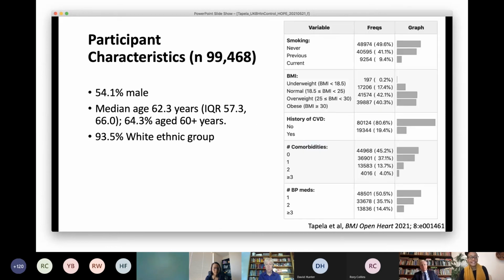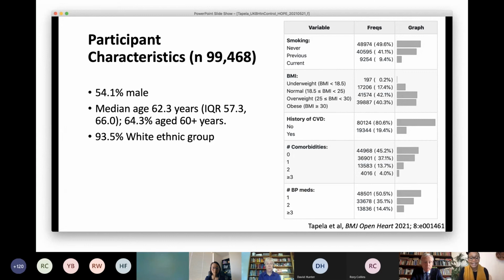So in total, we had slightly more than 99,000 participants in our analytic sample. Slightly more than half were male, and they tended to be a little bit on the older side of the 40 to 69 age range. The vast majority were self-reported white. In terms of lifestyle behavior, about half of them had a history of smoking, either current or previous, and 82% were obese or overweight, and about a fifth had a history of cardiovascular disease.